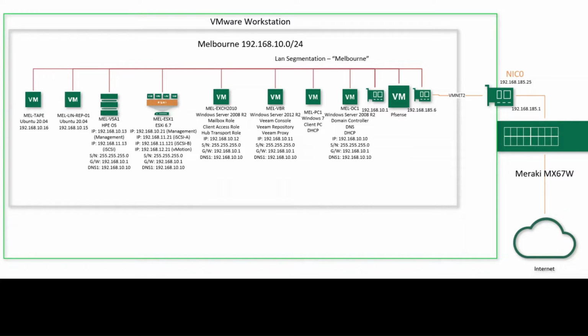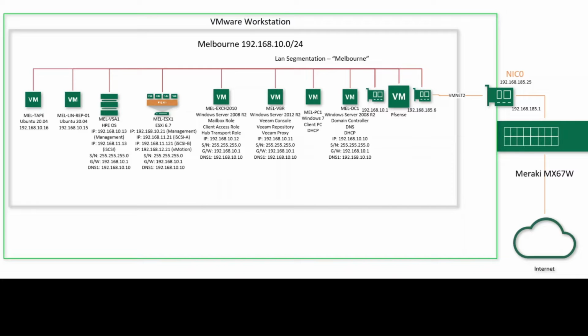Just before we dive into the lab, I wanted to bring up the network diagram. On the left hand side you can see a new virtual machine, or sorry, a new physical machine I guess for the purpose of this lab, called Mel-Tape. It's going to be running on Ubuntu 20.04, similar to our Linux repository. We'll assign it an IP address on the network, and once we've installed the Quadstor product, it will provide us the ability to emulate a tape library and some tape drives.